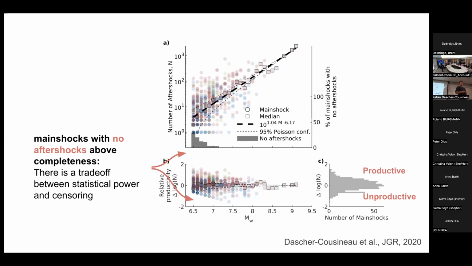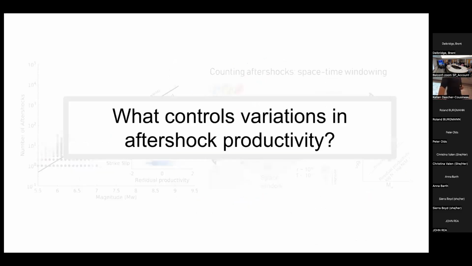on a log scale. And for the remainder of the shocks, you'll see these histograms, which indicate the abundance, the percentage of these events that have no aftershocks. So for the first part of this talk, I'll be investigating what the controls are on the variations in aftershock productivity.